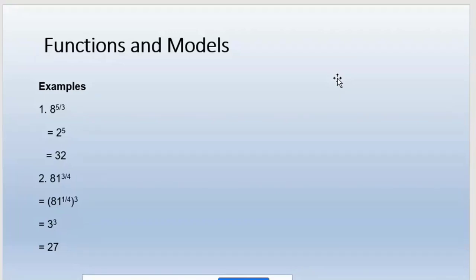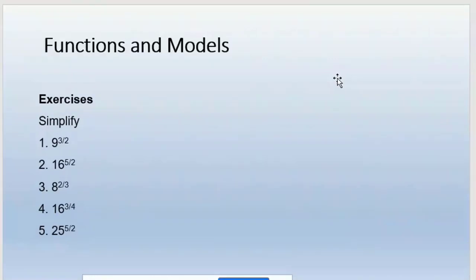As long as everybody can see that, then 81 to the power 3 over 4 is the same as the cube of the 4th root of 81, which is 3 cubed. We apply the very same principle as we did in the first example. Any question on number 2? No. Thank you. Let's continue.